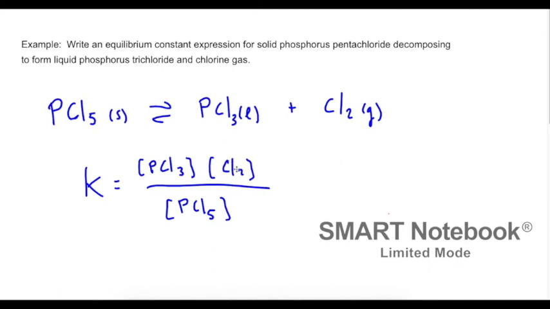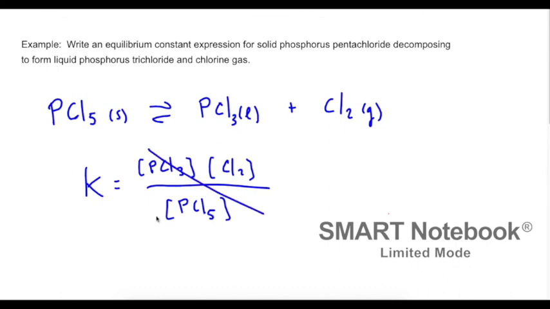Is this the correct answer? No, it's not. Why not? Because once again, y'all, solids and liquids do not show up in the equilibrium expression. This is really interesting, but the amount of solid and liquid that we have has no bearing at all on equilibrium. Equilibrium is measured in concentrations, or for gases we could even measure in pressures, right? You can't measure the concentration or the pressure of a solid or liquid. The amounts of solid and liquid have no bearing on what happens with equilibrium.